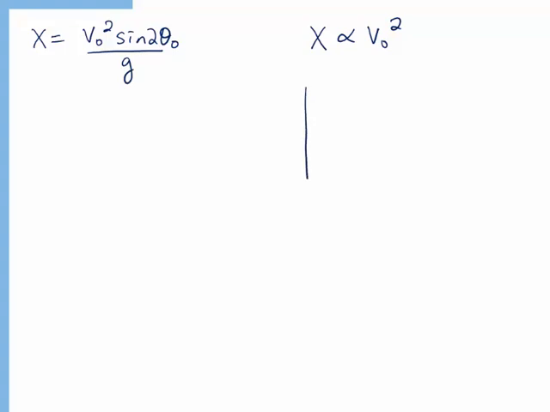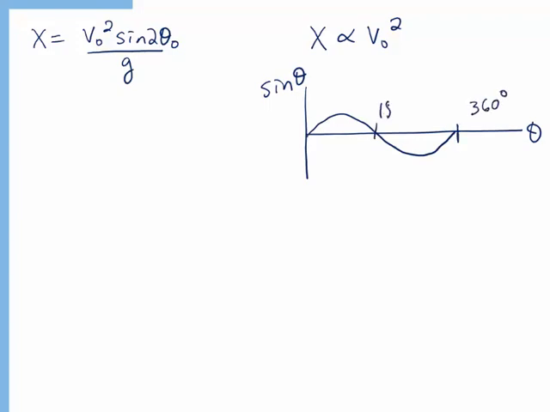I want to remind you that if I'm plotting sine theta versus theta, we know what that looks like. Our sine function looks like this, where this would be 360 degrees, this would be 180 degrees. But what's here in the formula is not sine theta, it's sine 2 theta. So what does sine of 2 theta look like?